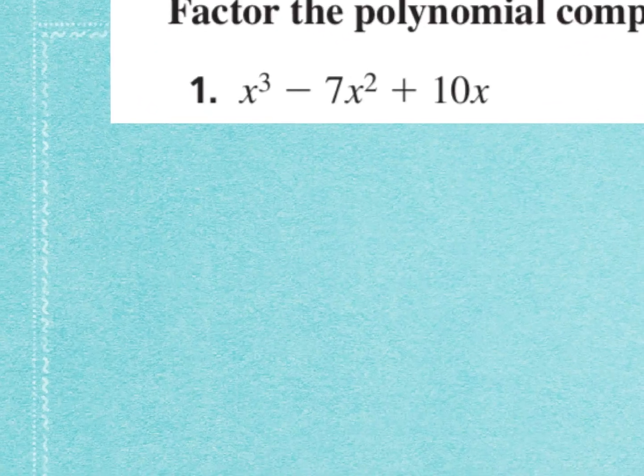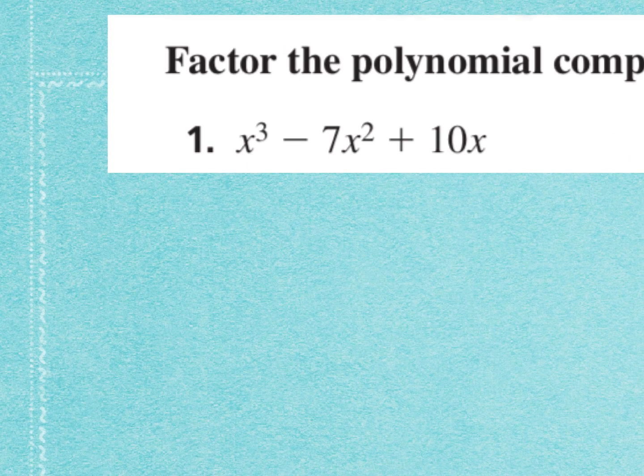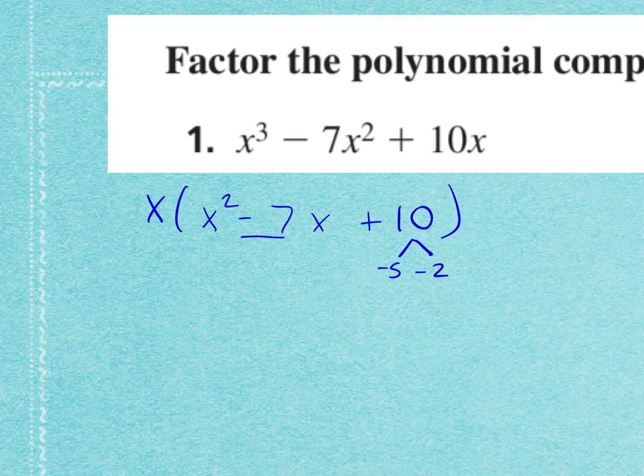All right, let's practice some more. Number 1 on the next page. What should we do first? Take out an x. We're left with x squared minus 7x plus 10. What are two factors of 10 that add to negative 7? Negative 5 and negative 2. Perfect. So what would this factor into? Awesome. And don't forget about the GCF that we took out in the beginning. x times x minus 5 times x minus 2.